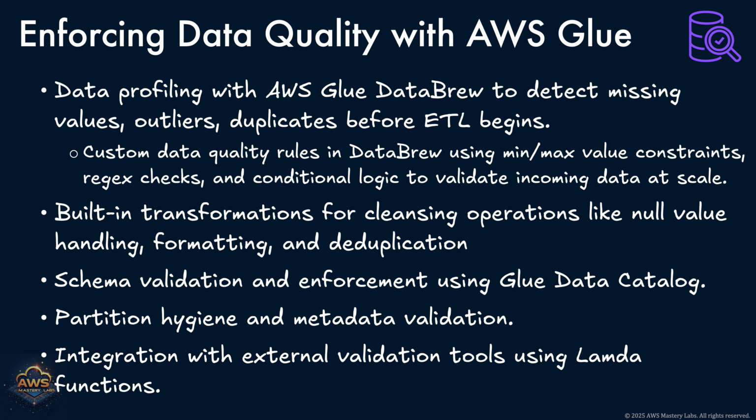Using Python shell jobs or AWS Lambda functions, you can plug in proprietary logic or third-party APIs to check for business-specific rules or perform advanced validations. With these layered capabilities, AWS Glue empowers you to build reliable, trusted, and high-quality data pipelines at scale.